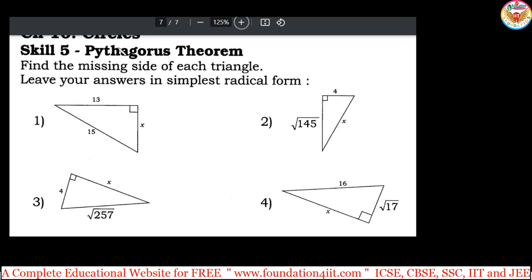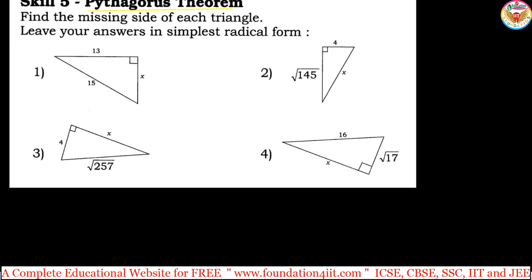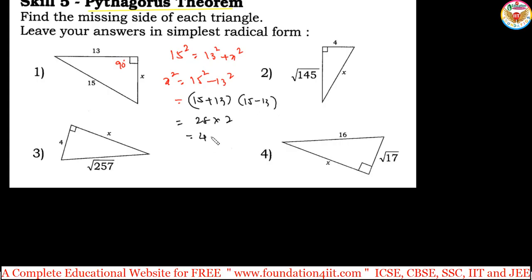And the next important skill, which you already know, is the Pythagoras theorem that you have to apply. If any questions are given, let us see a few sums. It is already mentioned, hypotenuse is 15. Hypotenuse is always opposite the 90 degrees side. So 15 square is equal to 13 square plus x square. Then x square is 15 square minus 13 square. For easy calculations, what I said is, you can use a square minus b square equals a plus b into a minus b. 15 plus 13 into 15 minus 13. That is 28 times 2. So this is 56. X square is 56. X is equal to square root of 56.